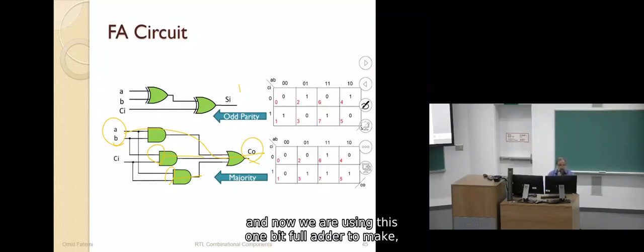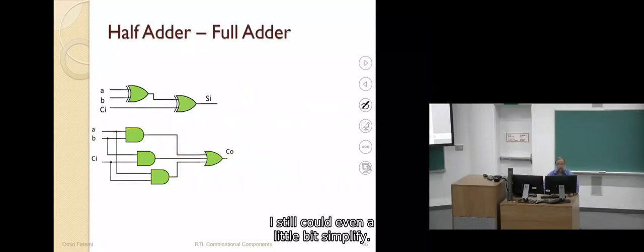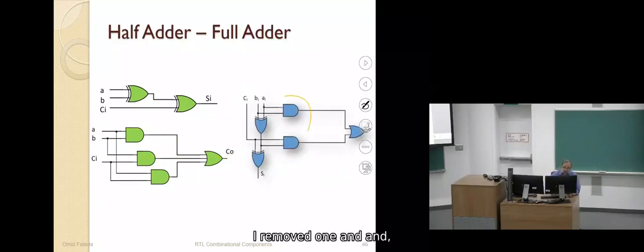And now we are using this 1-bit full adder to make, for example, an 8-bit full adder. Very simple. I could even simplify it a little bit. I removed one gate and used the result from this XOR, and use it here. So I made a simpler circuit. They are the same thing. This circuit generates SI and CO, and it accepts the inputs AI, BI, CI.